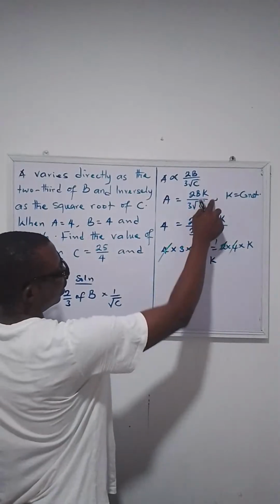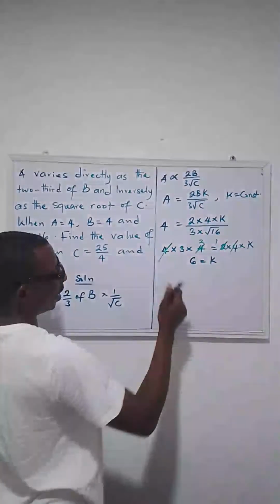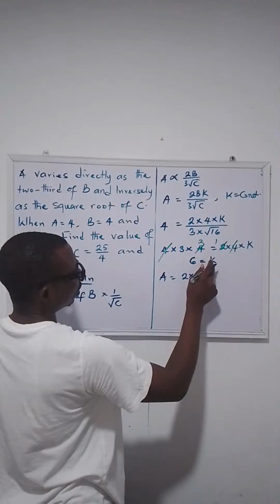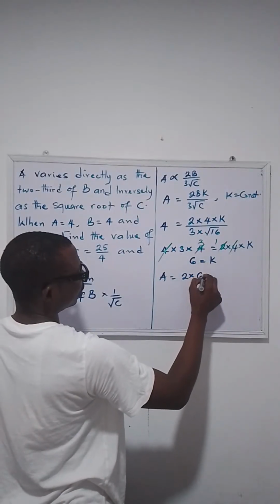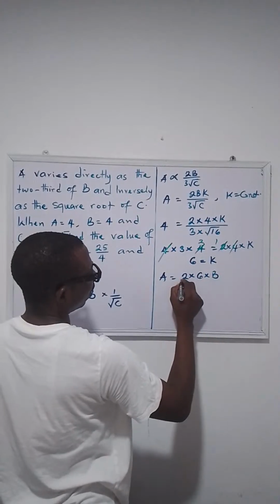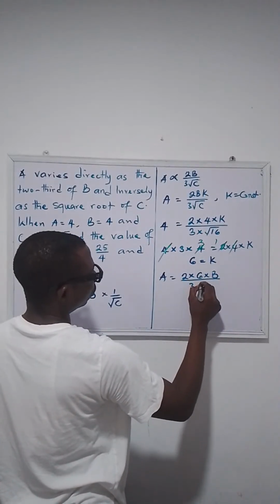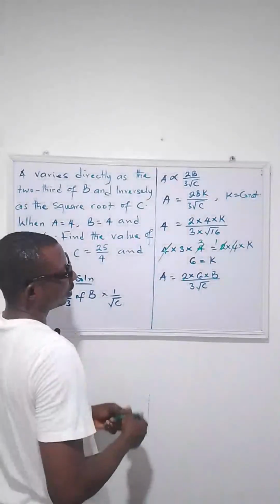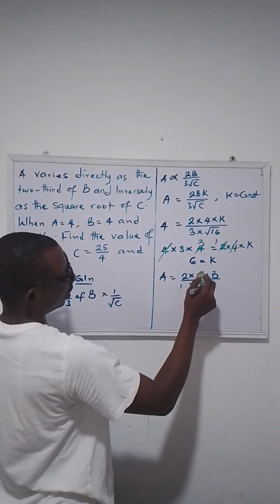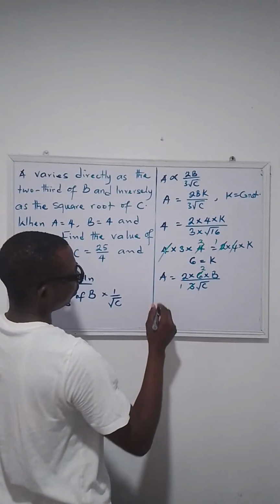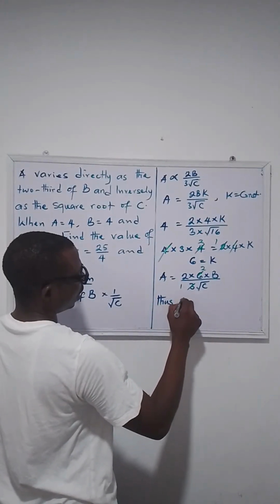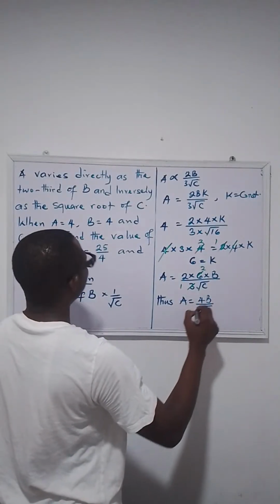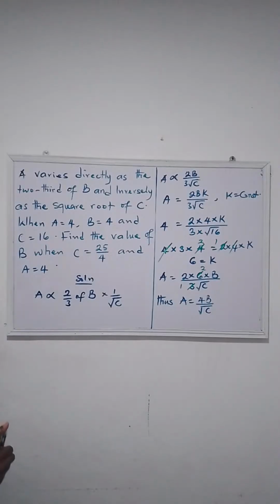Now we enter this 6 into this equation. So we have A equals 2 times K, K is 6, times B over 3 square root of C. Now when you look at this, 3 goes here once, 3 goes here twice. So we have, thus, A equals 4B over square root of C. And that is the connecting formula.